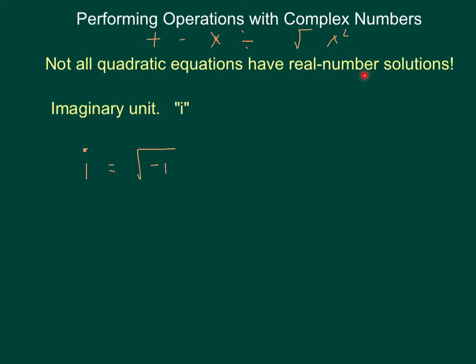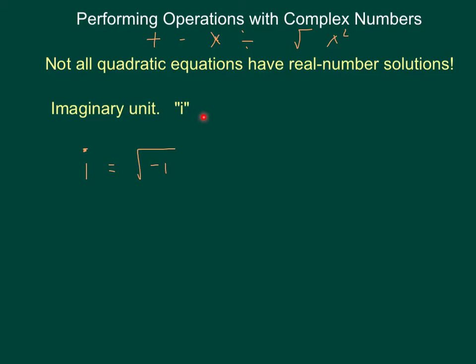So let's focus on the last thing that we were working on, solving quadratic equations using square roots. Well, now enters our imaginary unit. And what is it? It's exactly what it says. It's imaginary. We're going to express it with the lowercase letter i. And i is defined as the square root of -1.